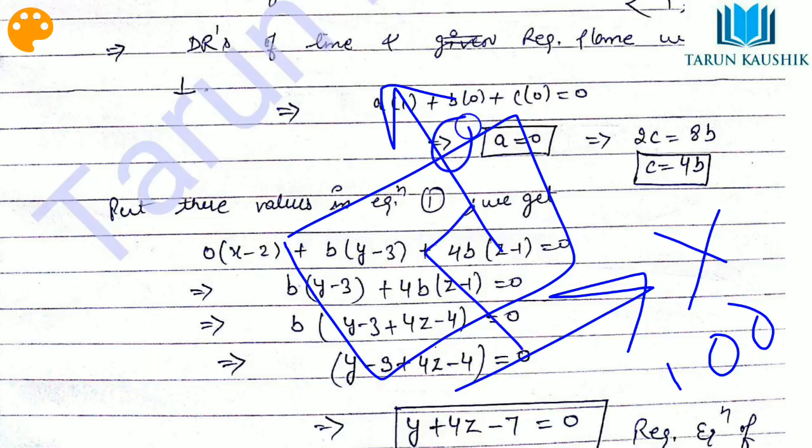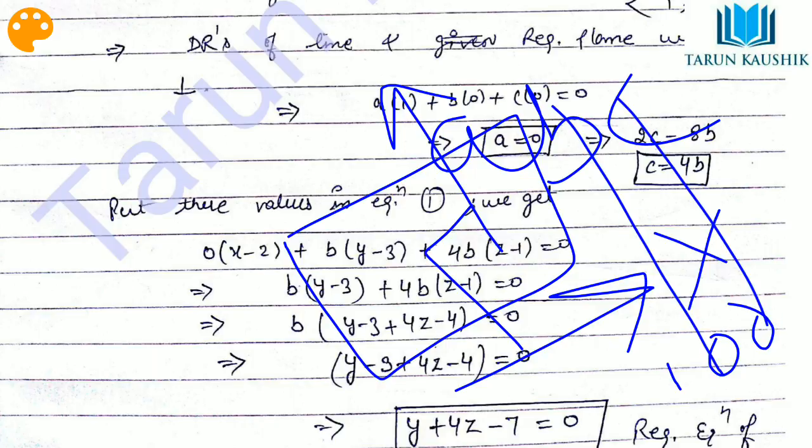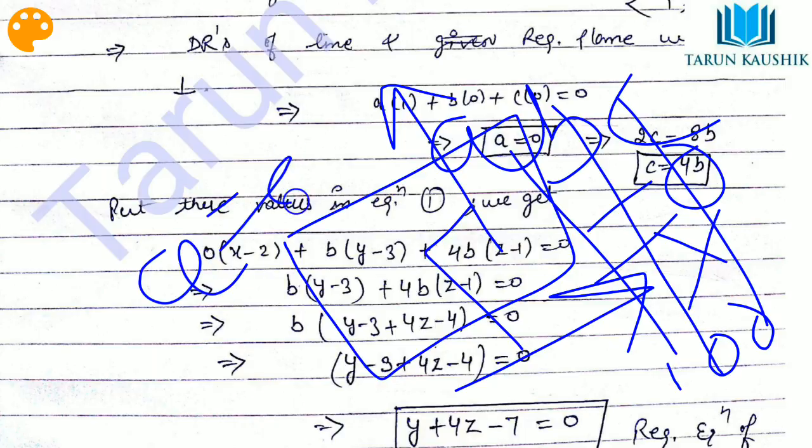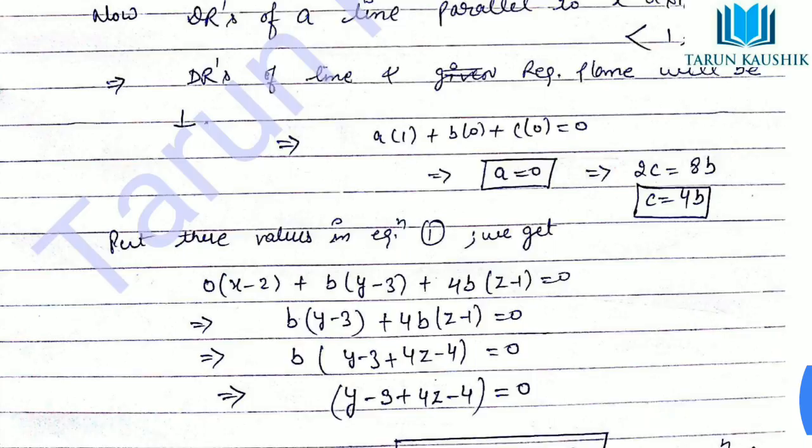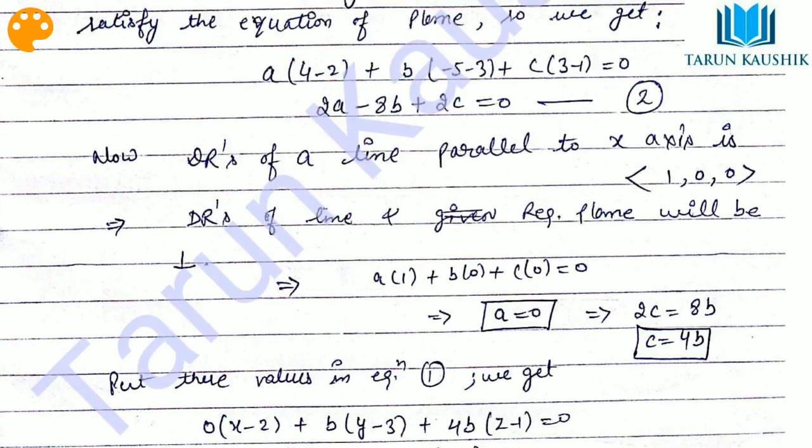The direction ratios of the plane are a, b, c, and those of the line are 1, 0, 0. So b gets cancelled, c gets cancelled. So a into 1 comes out to be 0. So a = 0. Okay, so a comes out to be 0. Since a is 0, just substitute this value back into the first equation. This a is 0, so we are left with -8c + 2c = 0. Then c comes out to be 4b. Now the value of a is 0, c is 4b, and b is already b.